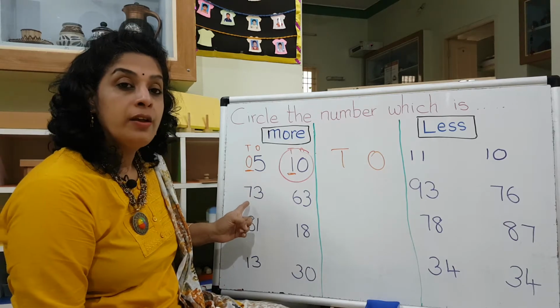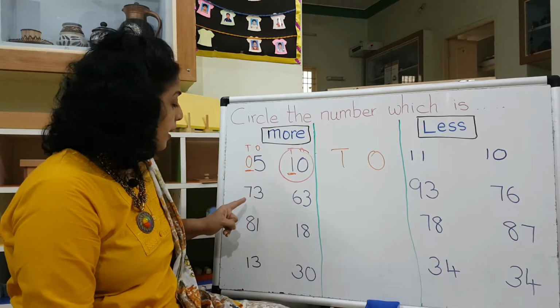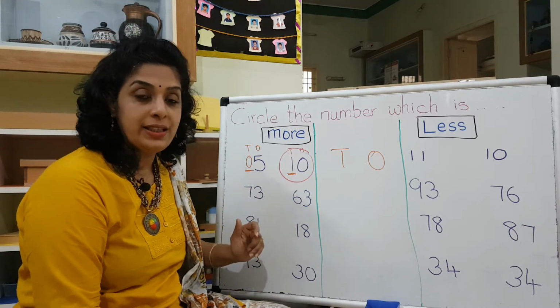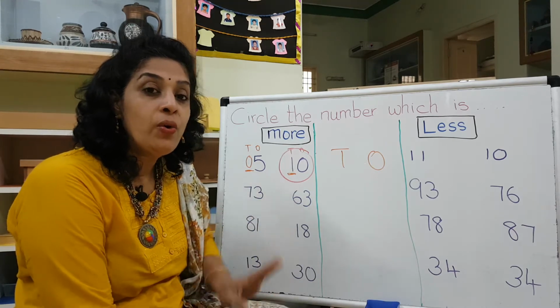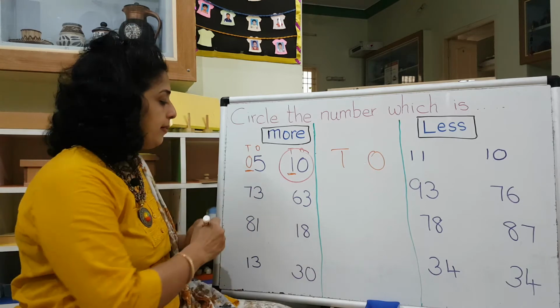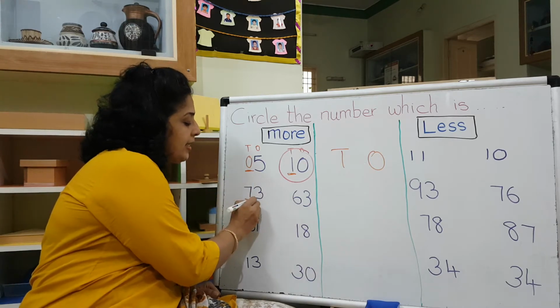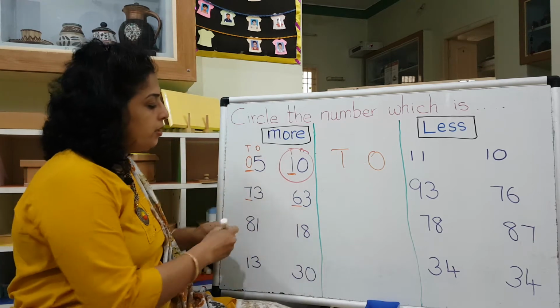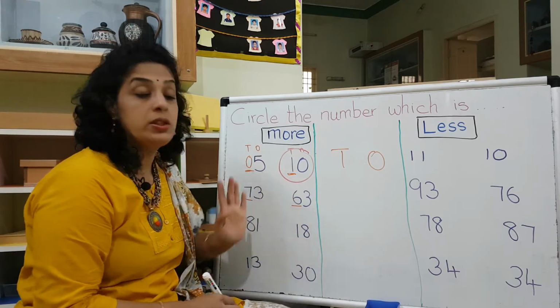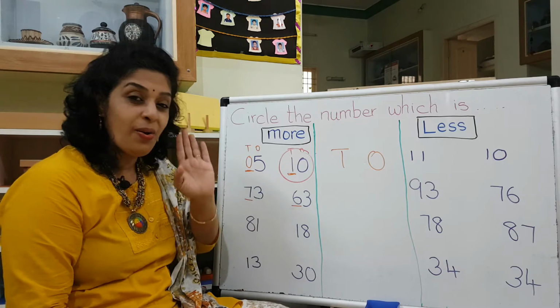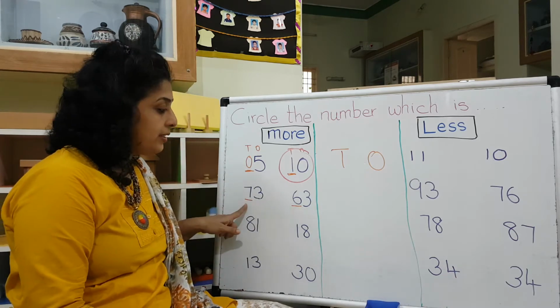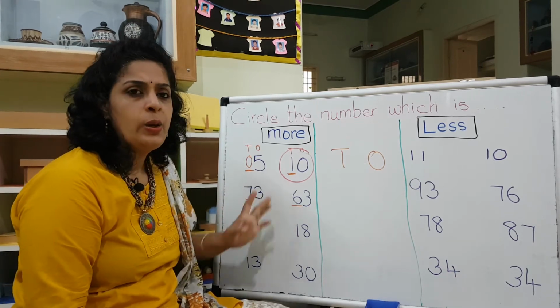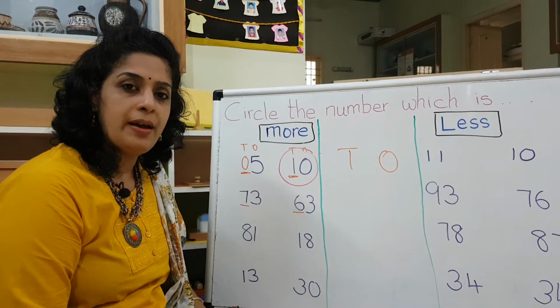Okay? The first number that I showed you on the card was 73 and 63. What did I tell you? Let's check the tens place. 73, 63. This is also 3, this is also 3. But we are checking only the tens place. 73, 63. Which do you think is the bigger number?